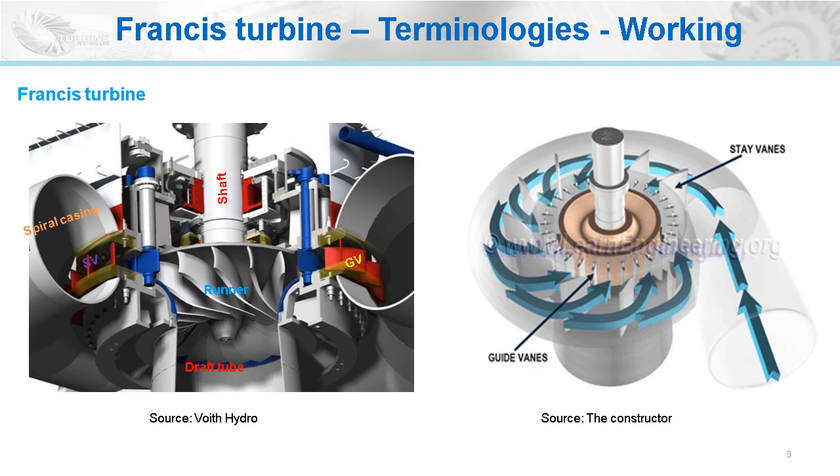Now let me talk about the terminologies and working of Francis turbine. Since we know that Francis turbine is a reaction type of turbine in which the water enters the turbine radially and exits axially. And there are five major components of Francis turbine, that are the spiral casing, stay vane, guide vane, runner, and draft tube. When water from the penstock enters the spiral casing, then it passes through the stay vane and then guide vane and finally to the runner and draft tube.